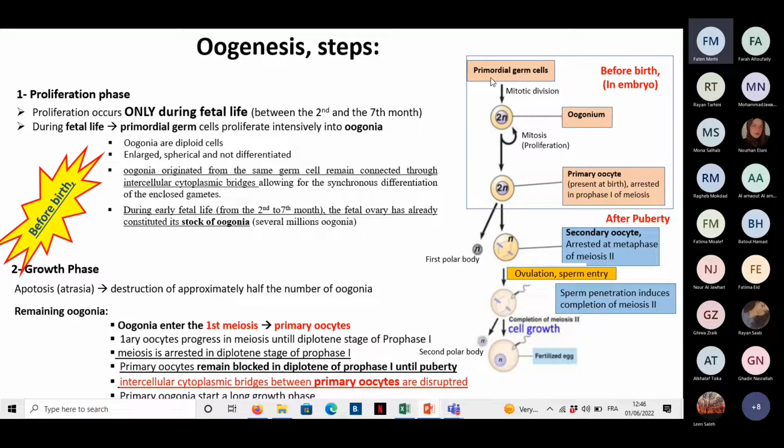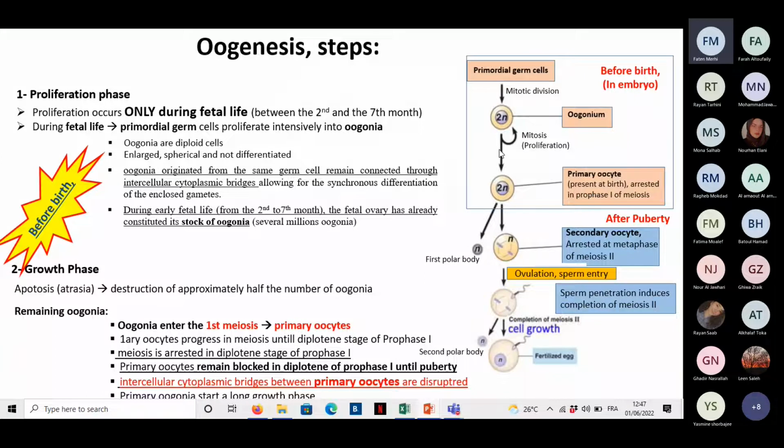The singular is oogonium. So each primordial germ cell will divide to give an oogonium, or oogonia. Those oogonia will divide extensively before birth by mitosis to give one oogonium identical to the initial one, to conserve this pool of oogonia, and to give another, more mature cell which will engage in meiosis, which will be the primary oocyte.